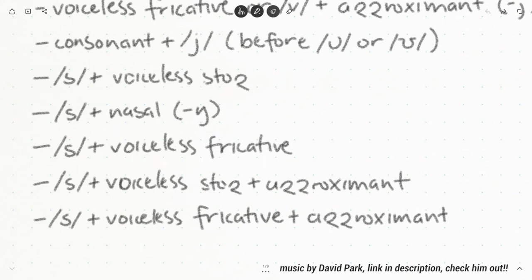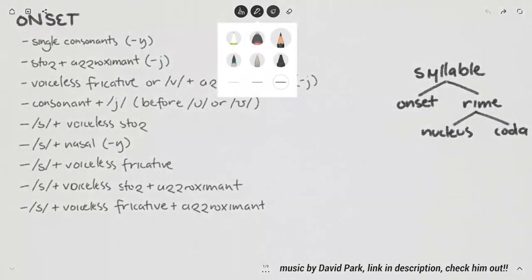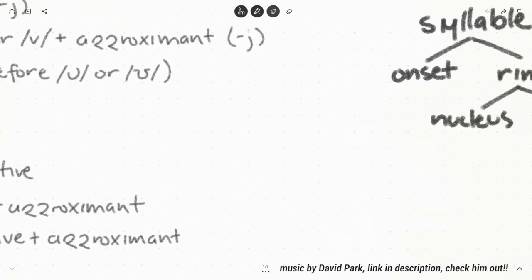So there's a lot of small rules, but honestly, there's just a few things that we need to remember, right? We just need to remember the basic formulas for an onset. So first of all, it could just be x, where x just means anything, right? Like a variable.